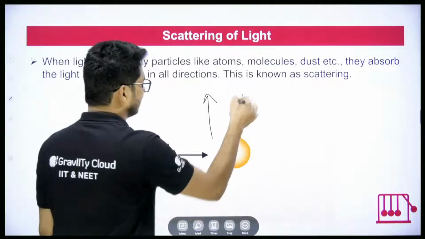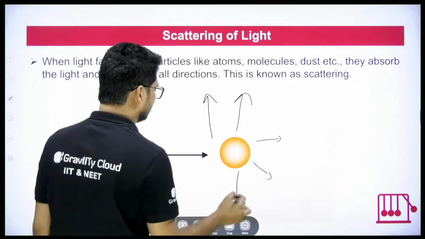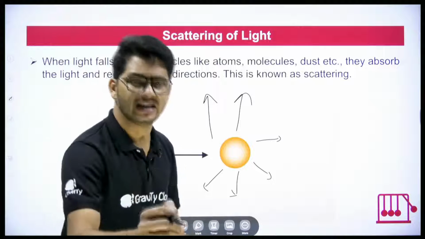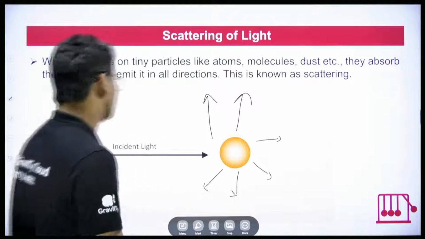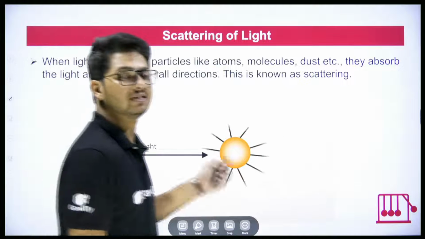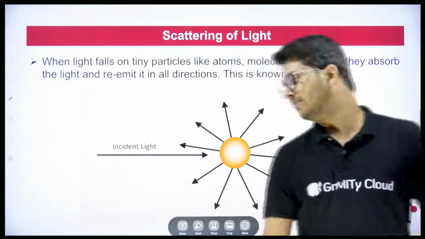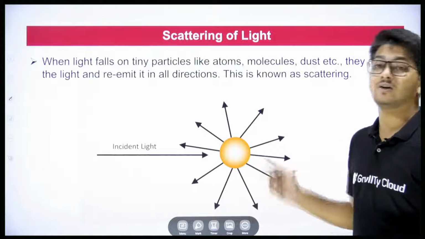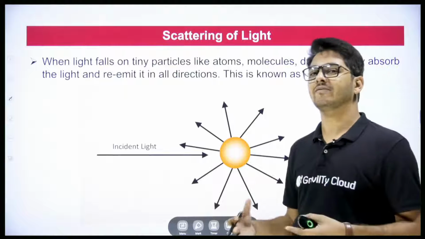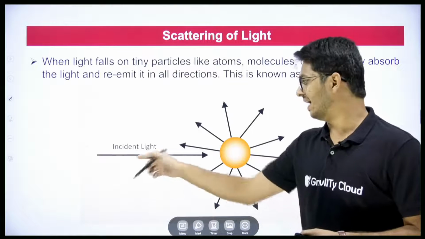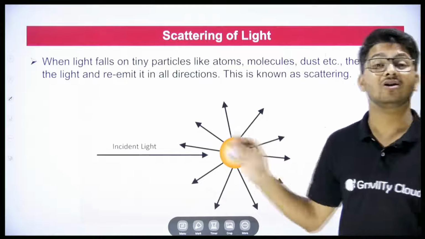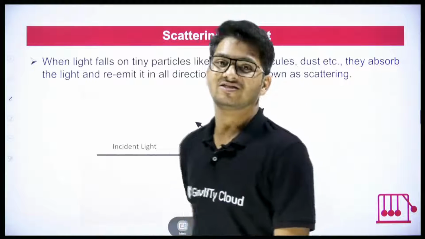It can emit in this direction, this direction, towards us, into the screen, any direction. But in which direction does it emit? What it does is, it does not select, it emits in all the directions. The emission happens in all the directions. So it's like it is scattered away. Light fell on the particle and then it has been scattered away in all the directions.